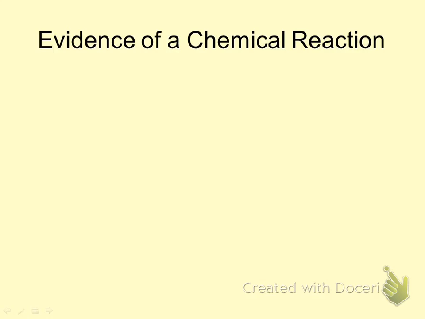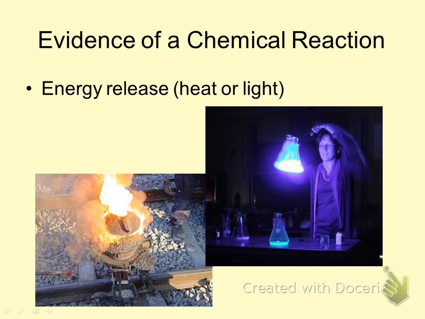Our first evidence of a chemical change is that we have heat or energy released. If we're looking at the examples given to us here, we see the woman holding the flask, and there's this bright light being emitted from it, as well as what looks like a small furnace, and we have this fire that's being released from it. Both of these situations let us know that, hey, we have something happening here. We have a chemical reaction taking place.